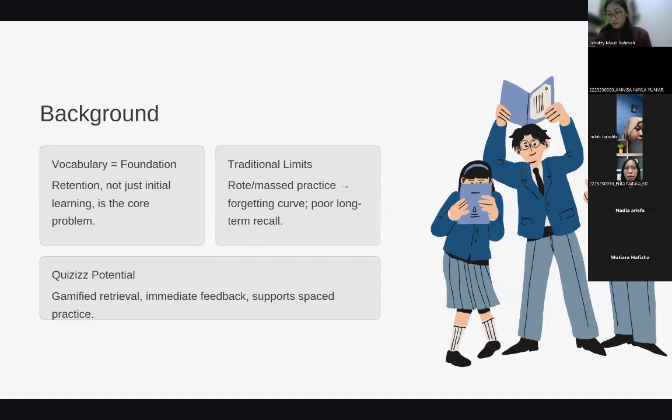Okay, moving to the background. To understand why I did this study, we have to look at the background. In language learning, vocabulary is the foundation. So if you don't know the words, you can't communicate. However, the core problem for students isn't just learning the words for the first time. It is the retention, meaning to remember the words weeks or months later. Traditionally, students use rote practice, which means cramming or memorizing long lists of words in one sitting. The problem is human brains naturally forget things very quickly when we learn this way.